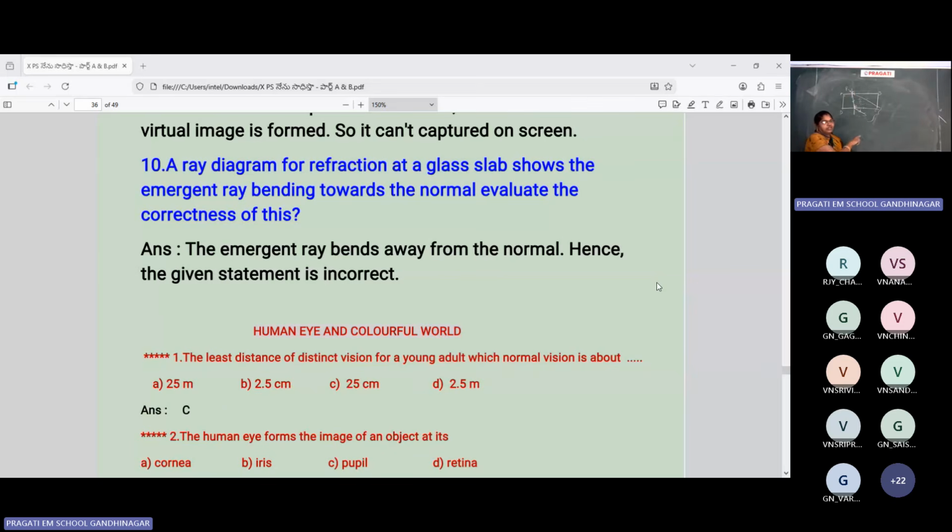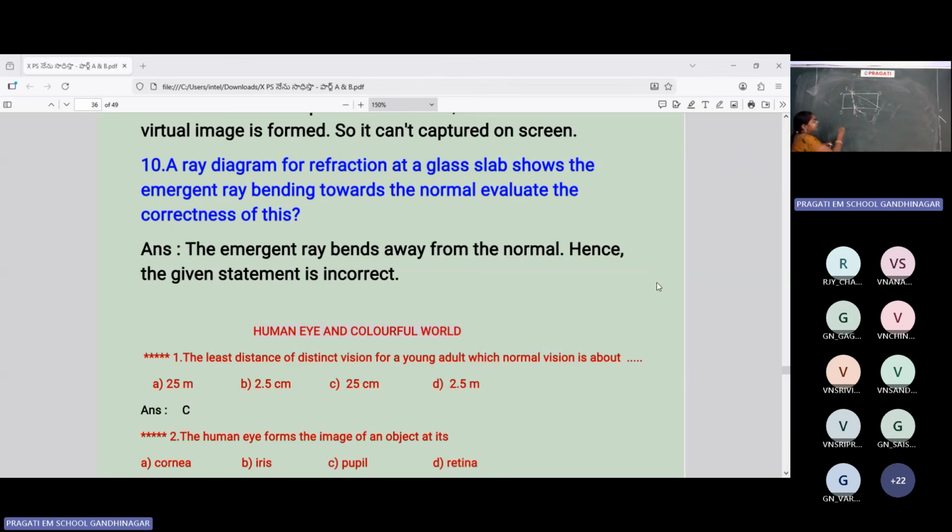See here, the question is: the glass slab experiment shows the emergent ray bending towards the normal. He is giving that the emergent ray is bending towards the normal. Evaluate the correctness of this. Because the emergent ray bends away from the normal. Why?